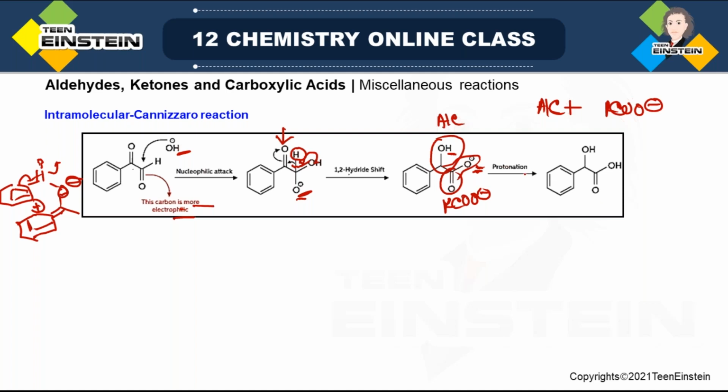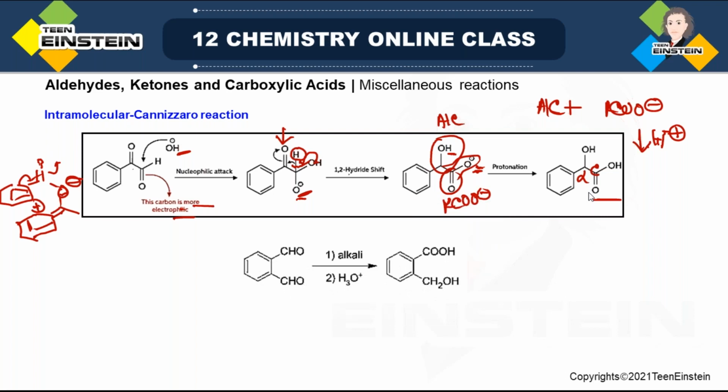And the medium is basic, but if we protonate it, there will be formation of ultimately a neutral compound, OH and COOH. So this is an alpha hydroxy carboxylic acid, because with respect to this carbon, this position is alpha, and at the alpha position there is an OH group, so it is an alpha hydroxy carboxylic acid. One more example we will see.